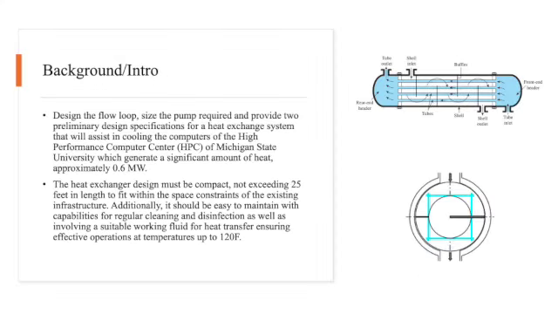For this project of designing a shell and tube heat exchanger, we had to choose a variety of parameters to input into the software Aspen in order to output a desired heat amount of 0.6 megawatts. Some of the specifications to be met were that the tube length could not exceed 25 feet, the exchanger needed to be easy to maintain, and the temperature of the hot fluid could not exceed 120 degrees Fahrenheit.